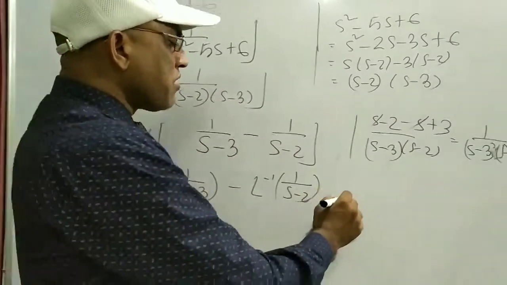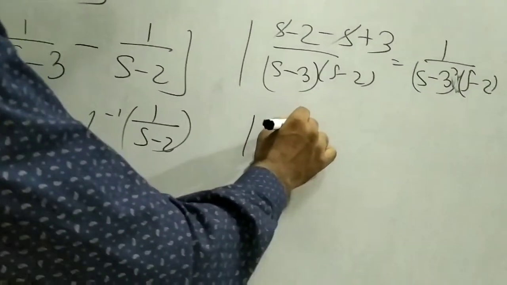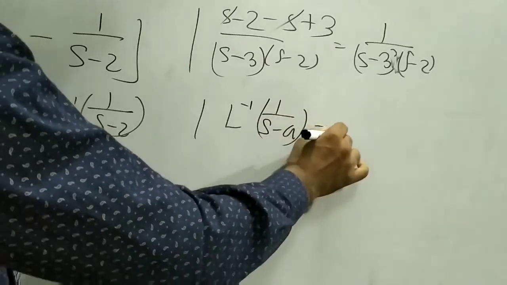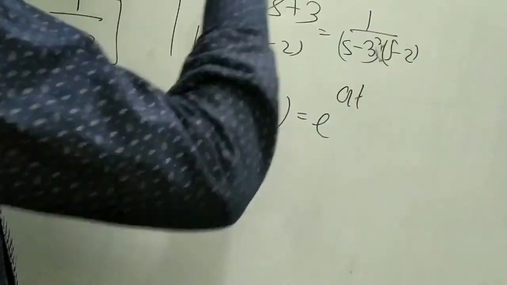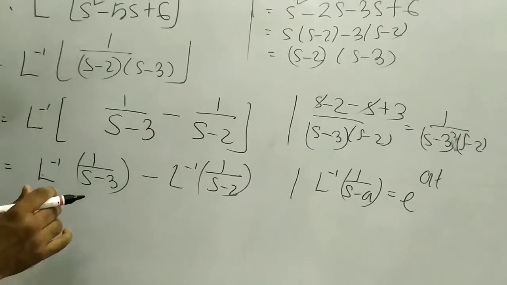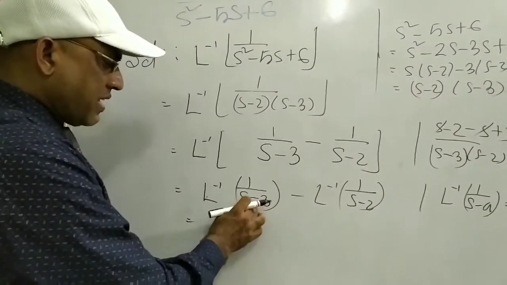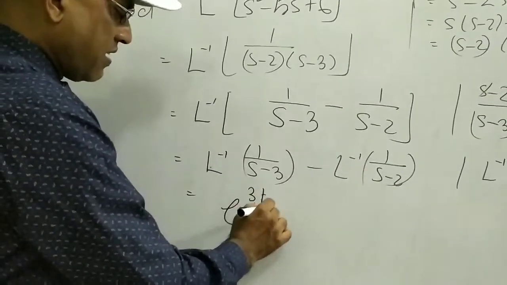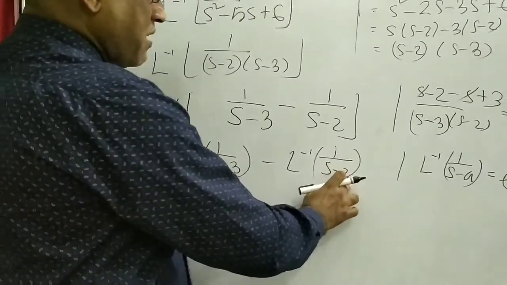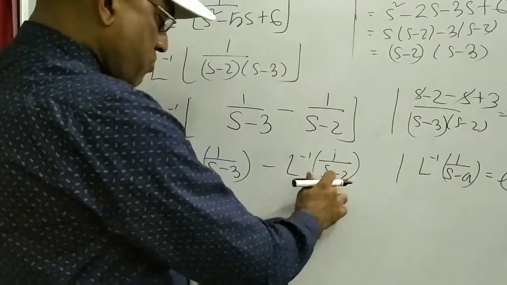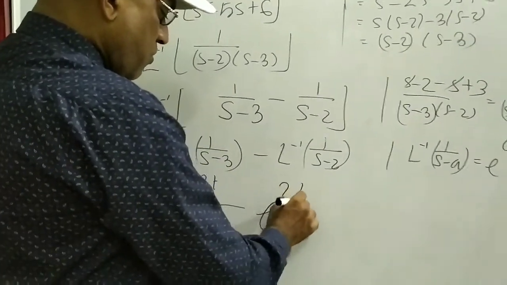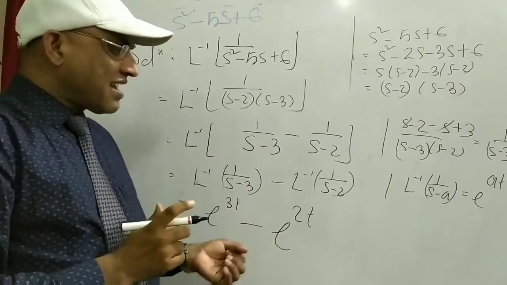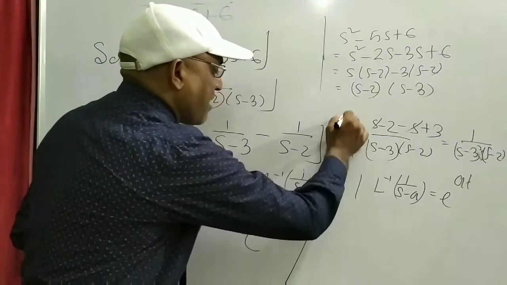Now we know the formula. L inverse 1 by s minus a, this equal to e to the power at. This is our formula. Now using this formula, here a means 3, L inverse 1 by s minus a, e to the power 3t, and 1 by s minus a means 2, e to the power twice t. So this line is clear. So if this line is clear, then this is our final answer.